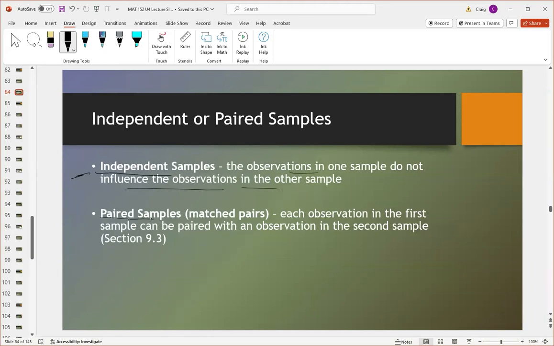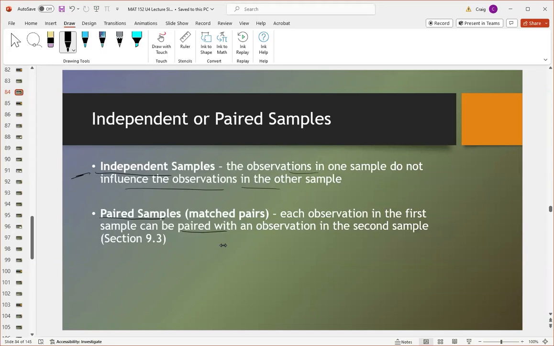Paired samples are when you measure something twice or you have pairs that are matched. Okay, so each observation in the first sample can be paired with one in the second. So you measure something before a treatment and then you measure something after a treatment. This would be a paired sample. You're measuring the same people, the same sample twice, just before and after. And so it would be a matched pair.